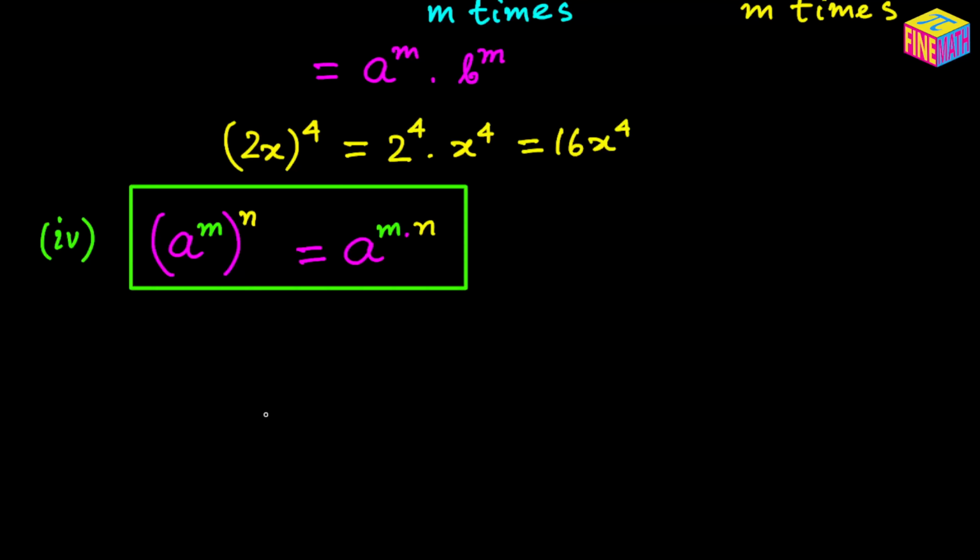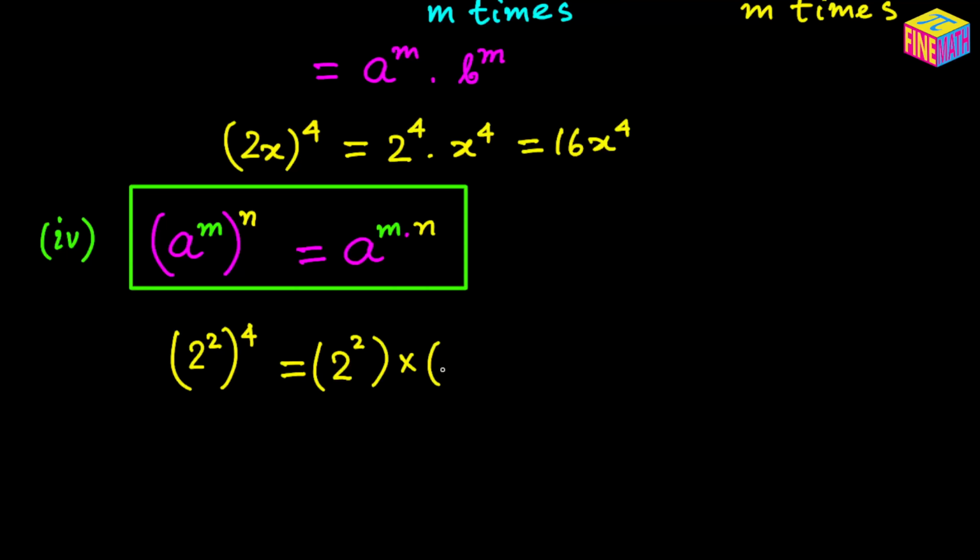The fourth property says that if we have a to the power m whole to the power n, then it can be written as a to the power m times n. The exponents will be multiplied, right? So how does this work? Let's take an example. Let's say we have 2 squared whole to the power 4. So what does this mean? Well, this means that 2 squared, this number has been multiplied 4 times, right?